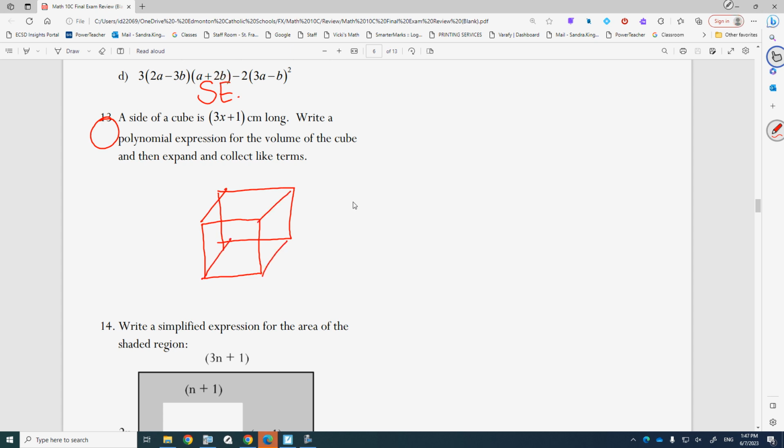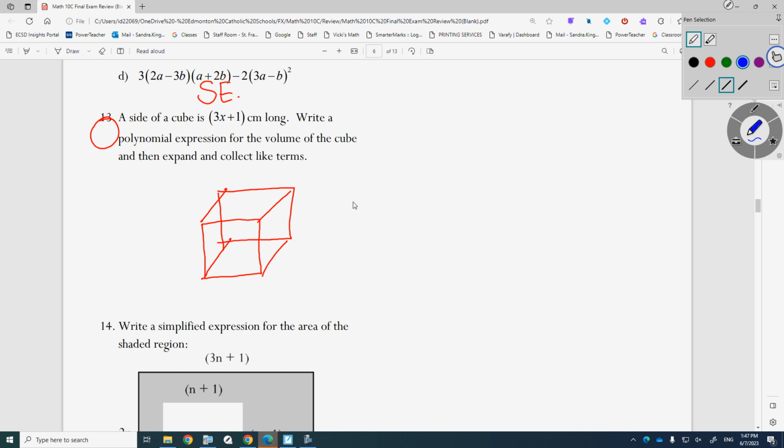And it says that the side length of the cube is 3x plus 1. So what that means, a cube, all the sides are the same. So all of these would be 3x plus 1. It says write a polynomial expression for the volume of the cube, then expand and collect like terms.